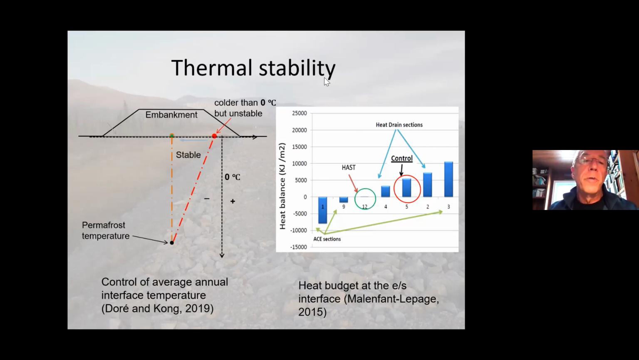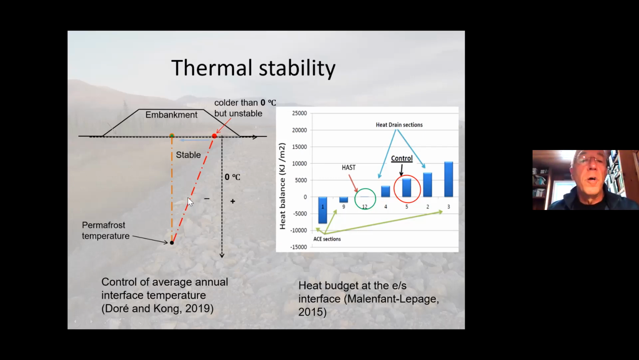If you can control the condition where the interface temperature is at the same point as the permafrost temperature, then you have a stable system. Again, that situation is observed at the Beaver Creek test site, at the albedo surface treatment section, where you have a null heat budget, meaning that there's as much heat flowing out as heat flowing in, so the system is relatively stable.